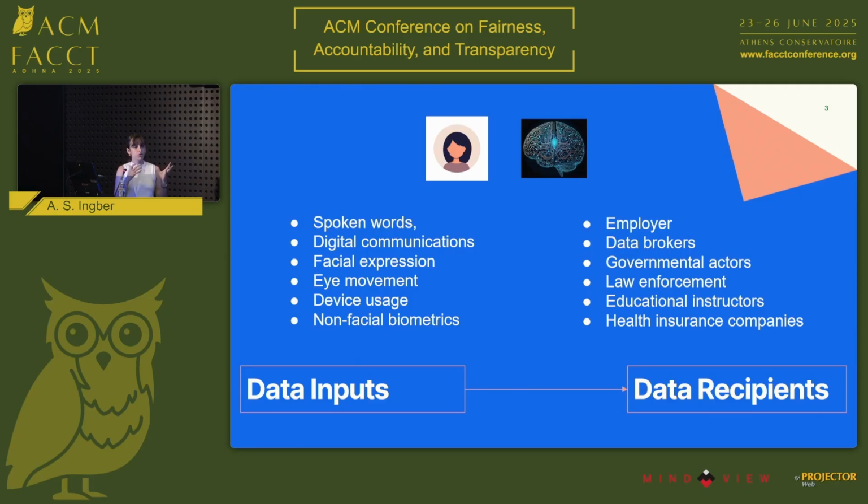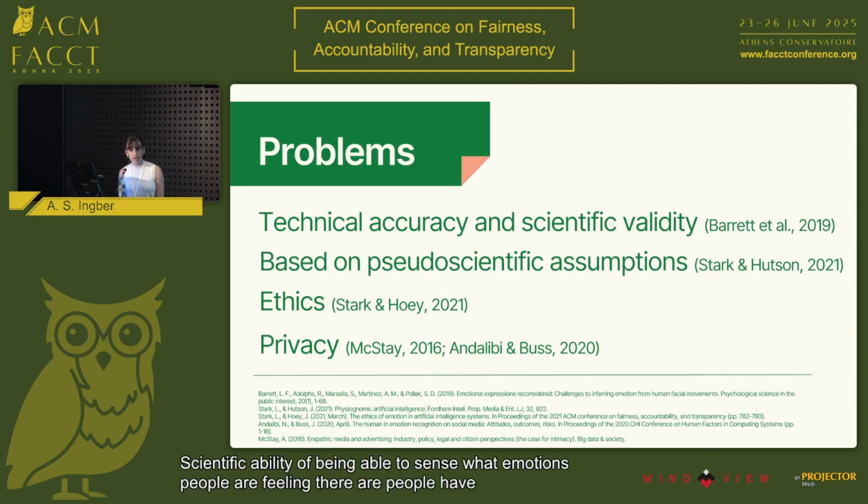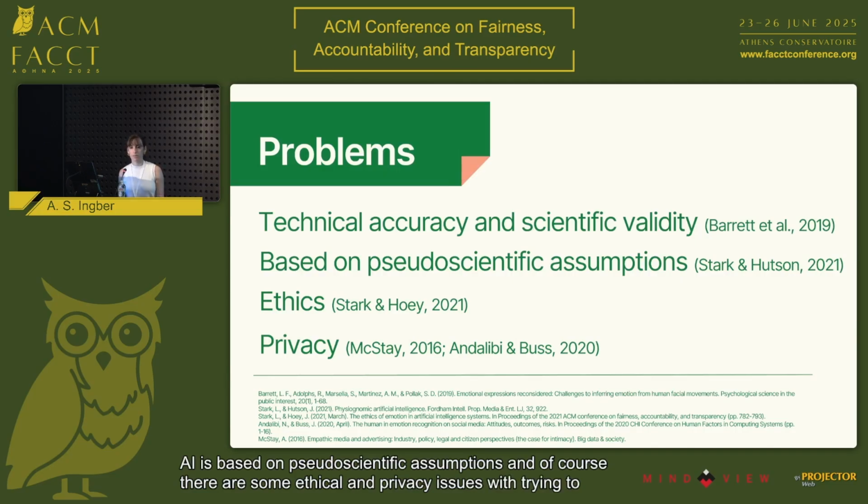And then this flows through an emotion AI system, which might send those emotion inferences that it generates to a variety of data recipients. These are just some examples of the type of recipients who might be interested in the way that people are feeling. But there are some problems that have been identified by scholars with emotion AI. Scholars have questioned the technical accuracy and scientific validity of being able to sense what emotions people are feeling. People have argued that emotion AI is based on pseudoscientific assumptions. And of course, there are some ethical and privacy issues with trying to infer what people are feeling subconsciously.